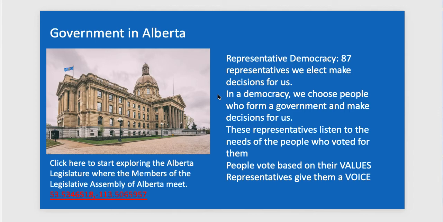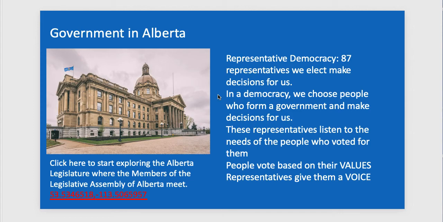These representatives are supposed to listen to the needs of the people who voted them in. So if I voted in someone, they should be listening to, if not me, at least the group that voted them in. Sometimes you have what's called a professional politician, and they don't always represent the people they are supposed to. They're more in it to be a politician. That is one of the flaws with representative democracies.